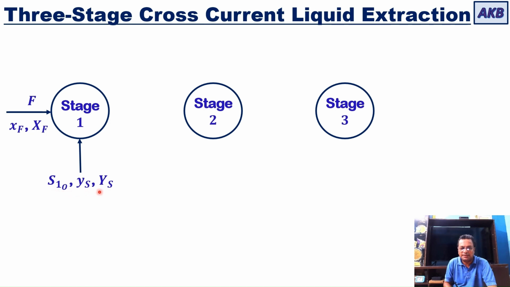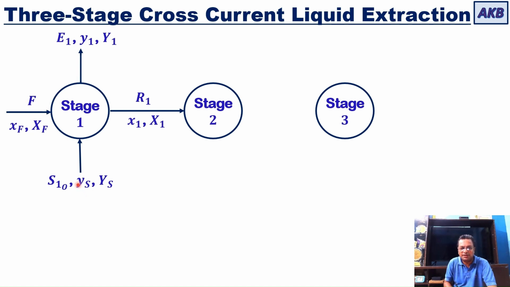S10, Ys and capital Ys, I'll tell you. This is contacted with solvent. So when the operation is completed in stage 1, the raffinate phase will be removed and it will be going to stage number 2. Please remember, since in this case A and B are not at all soluble in each other, all A will remain in the raffinate phase, whereas all B will go in the extract phase. So feed consists of A and C.